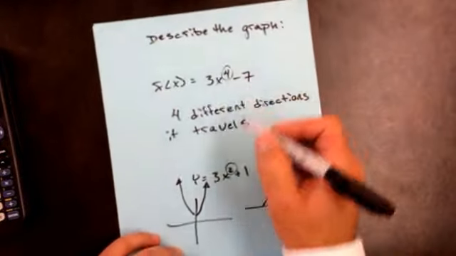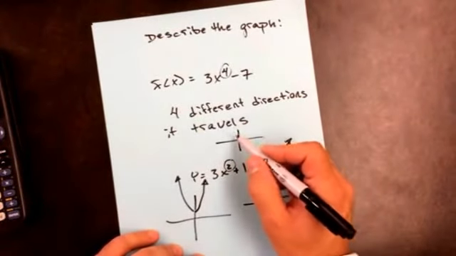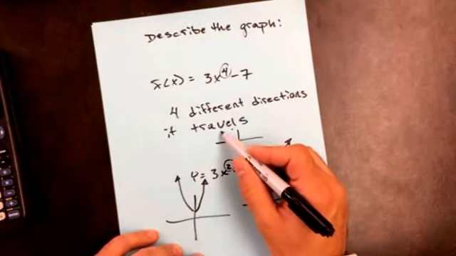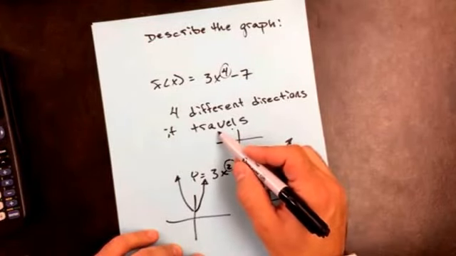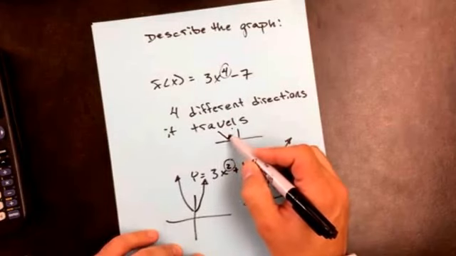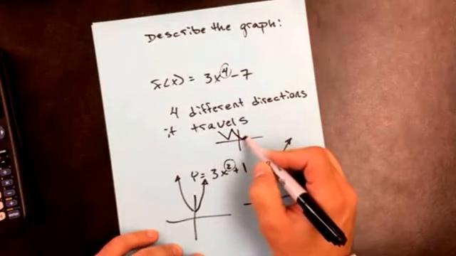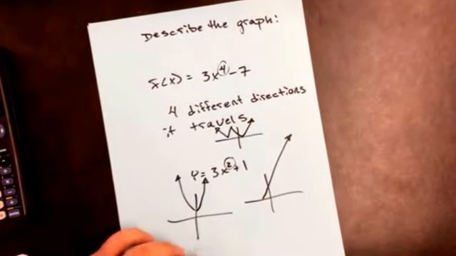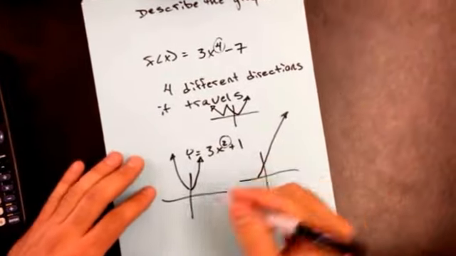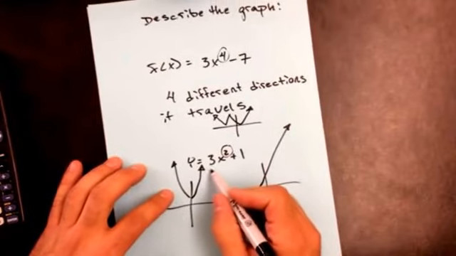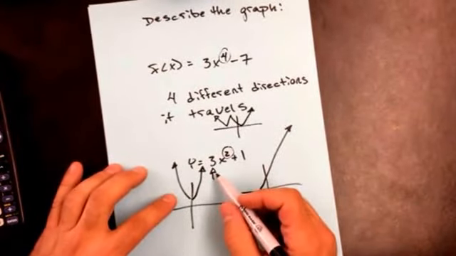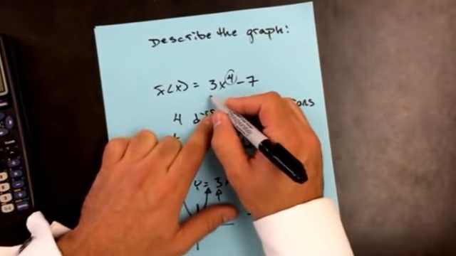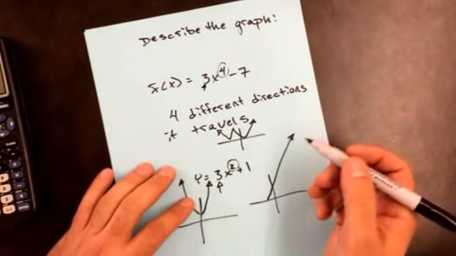So since this one's a 4, that means that on my graph, I really need to have 4 different directions. So it's going to go like this. 1, 2, 3, 4. Something along these lines, okay? Now, how do I know which direction it opens? Well, remember back to your quadratic. Quadratic, if this a value is positive, then it opens upward. And the same's true with these guys right here. Because this is positive, it's going to open upward, okay?